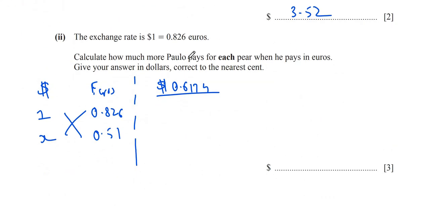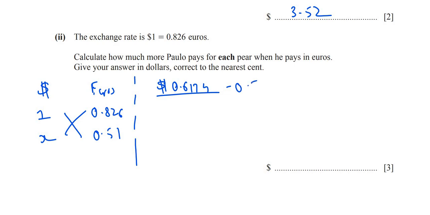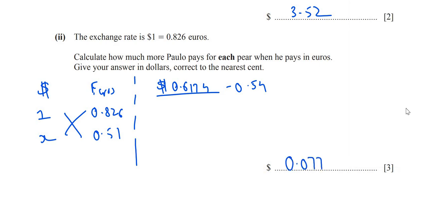Okay, calculate how much more Paula pays for each pear. In dollars he was paying 0.54, but when we converted euros into dollars, he is paying 0.6174. So we will subtract them both, and you guys will get 0.0774 as your answer. So instead of writing this, you can round it off and write 0.08. So you guys can give this as your final answer.